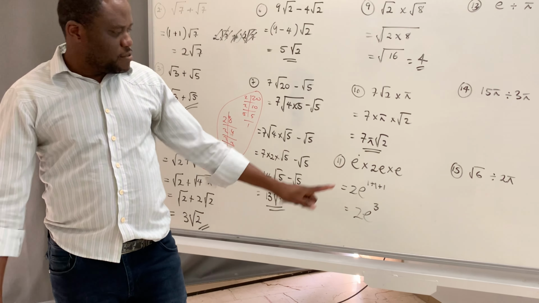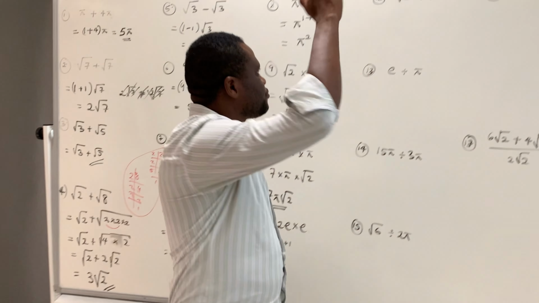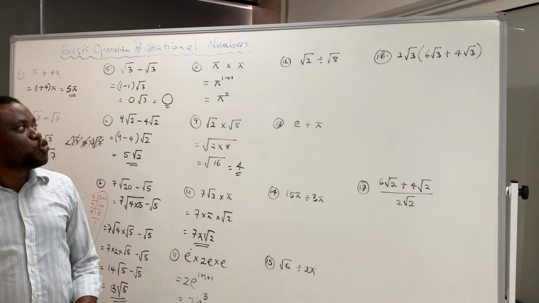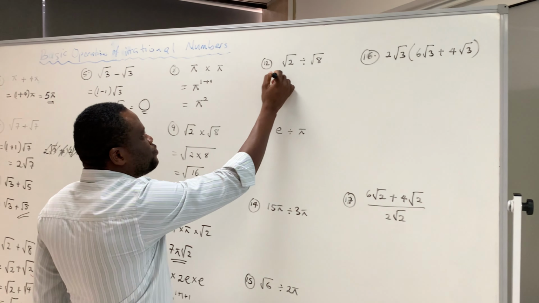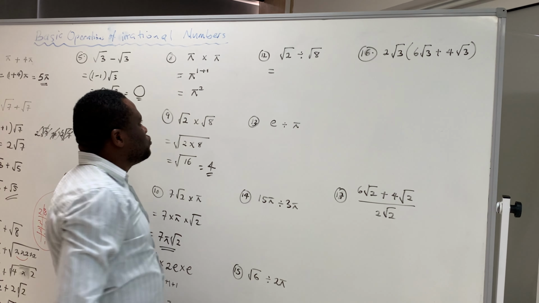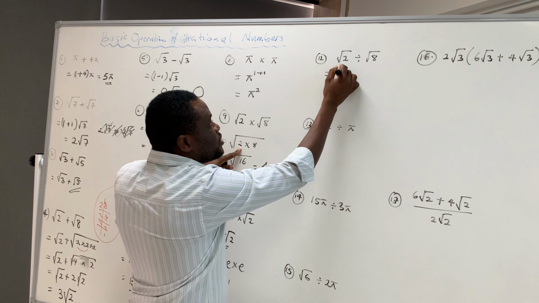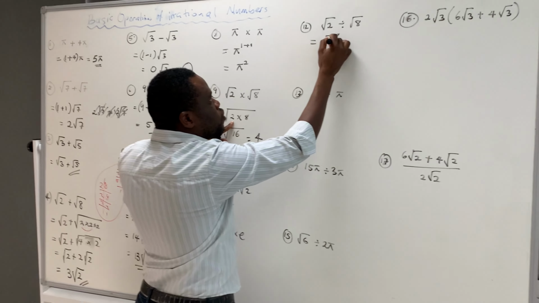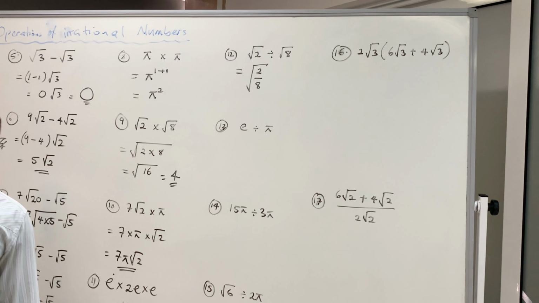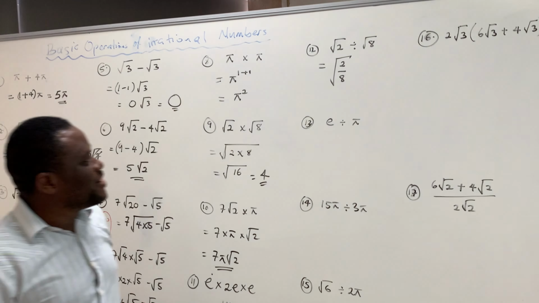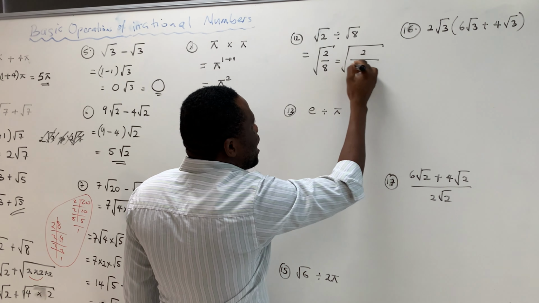Exponent is 2.7 something, right? Don't do it. Now, come here. Root 2 divided by root 8. Just like this, I can put them in one root. So I will have this as the square root of 2 divided by 8. It is possible. Yes, it's possible. So this is the same thing as the root of 2 by 8.